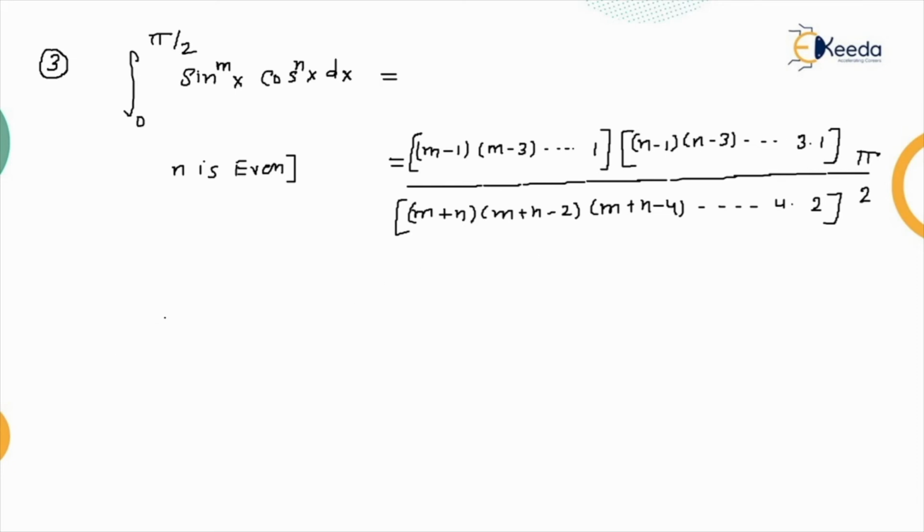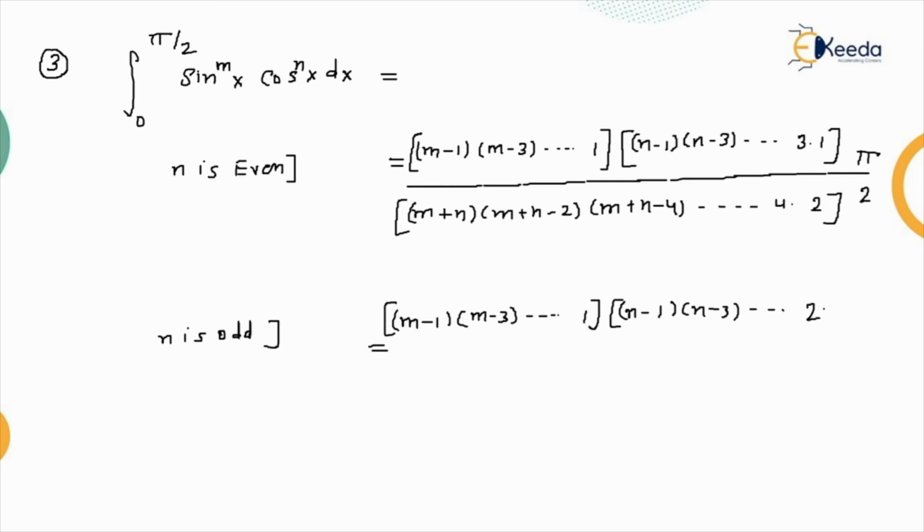And if your n is an odd number, in that case, what you can write out? If n is odd, my dear friend, you can start from m minus 1 as well, and m minus 3, and so on. Here you can write out 1. And if your n is odd, you can write out n minus 1, n minus 3. So this term will not end at 1. This will end at 2 because n is an odd number.